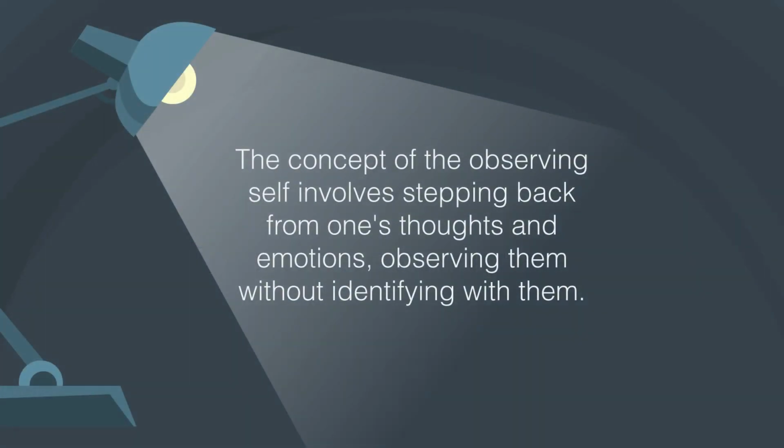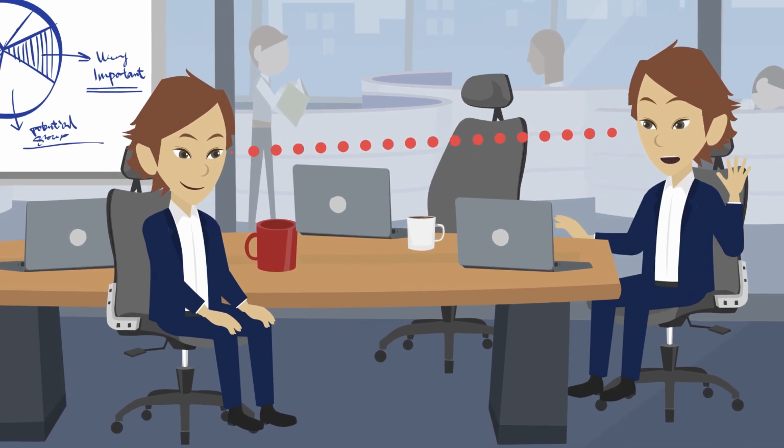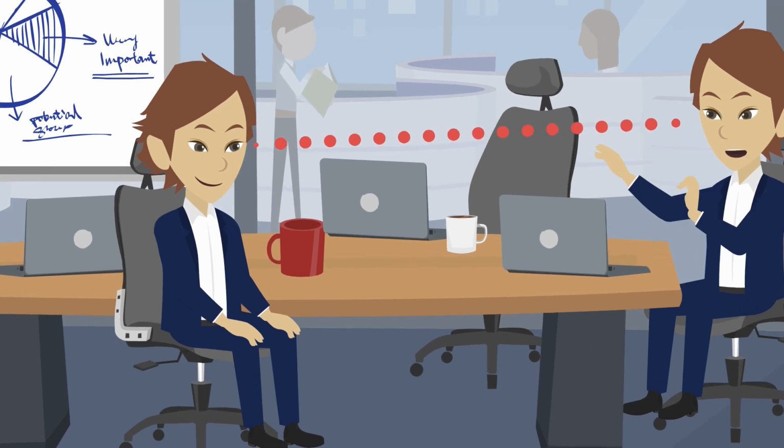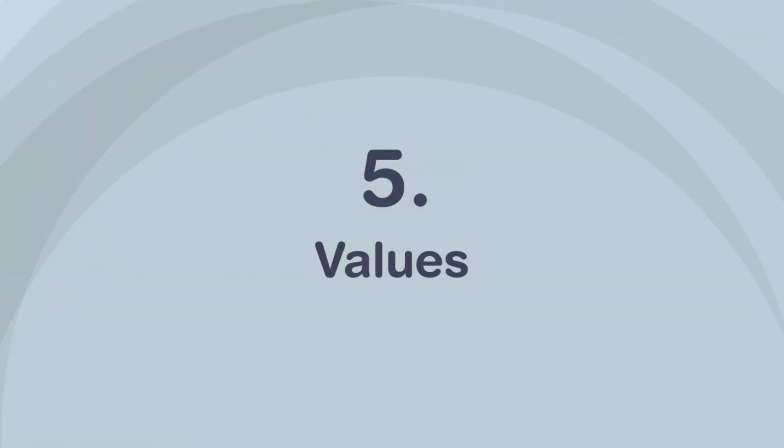4. The observing self. The concept of the observing self involves stepping back from one's thoughts and emotions, observing them without identifying with them. When Paul feels a surge of anxiety thinking about the meeting, he tries to see himself as an observer of his own experiences.